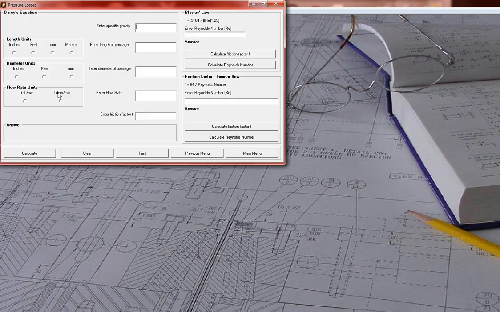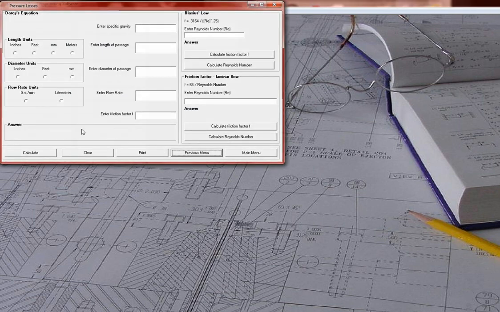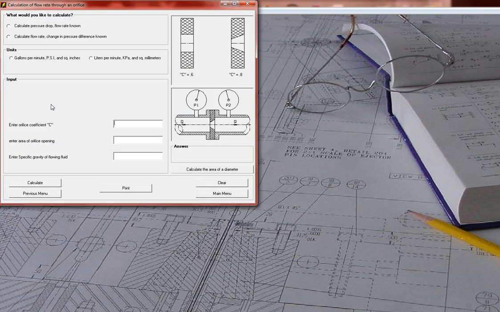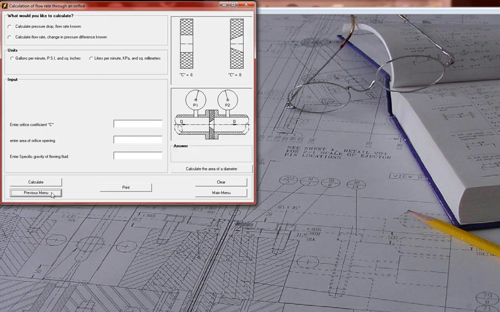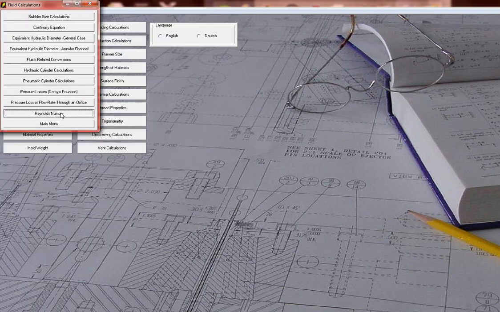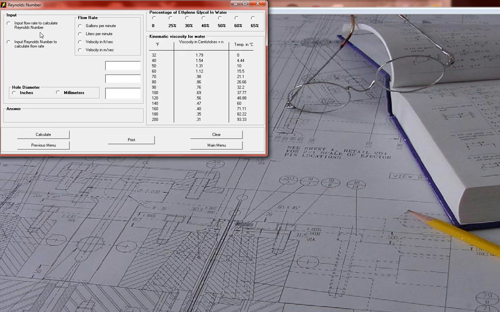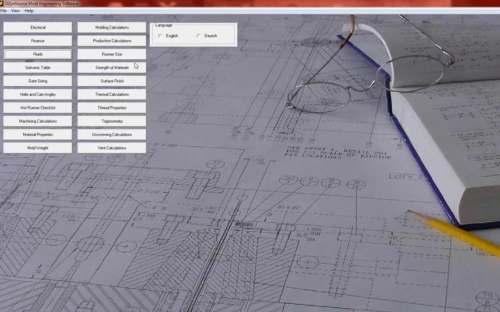Pressure losses using Darcy's equation, and also pressure loss through an orifice with 2 different types of orifice plate, and Reynolds number, which is something that is quite important in mold design and mold manufacturing and molding. I will go through each of these one at a time in separate videos.